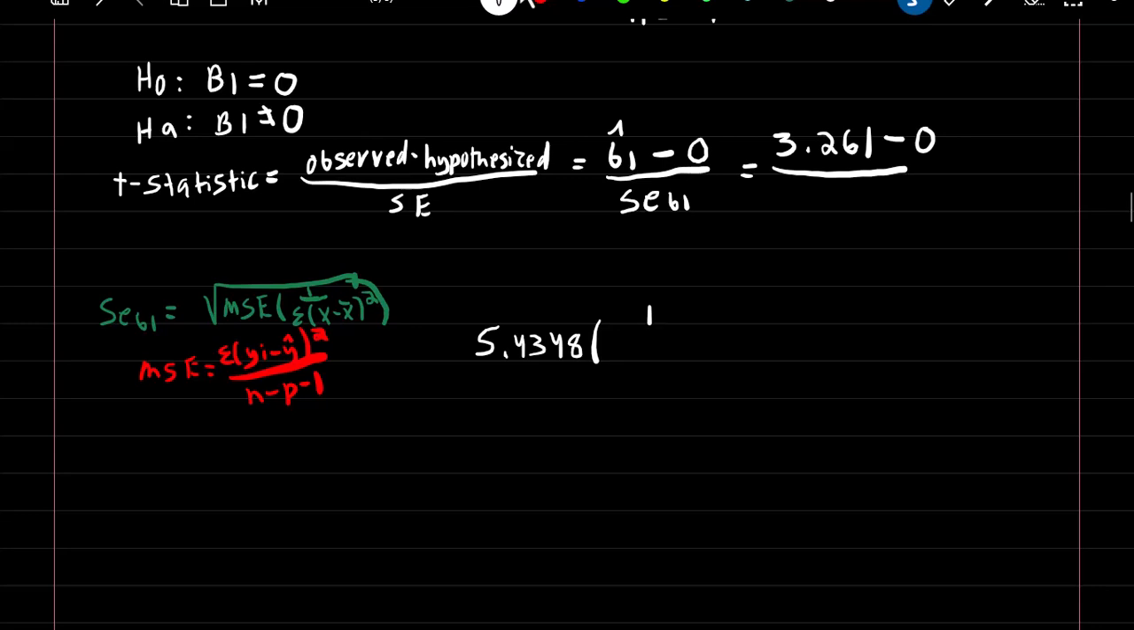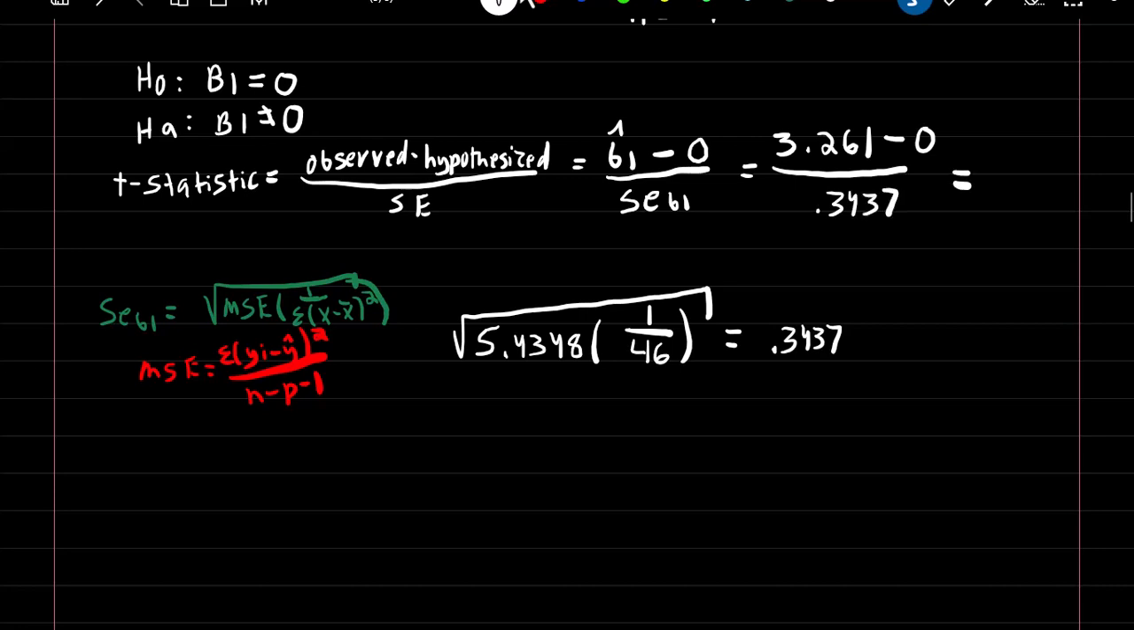And then times 1 over the summation of x minus x bar squared, which we found to be 46. We take the square root of it, and we get a standard error for beta 1 equal to 0.3437. So if we do this out, we get a t-value equal to 9.4879.